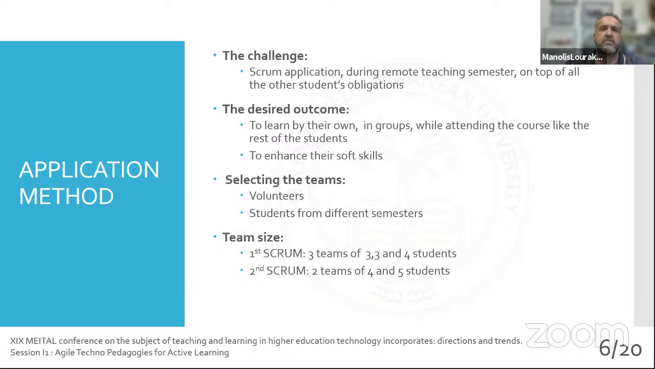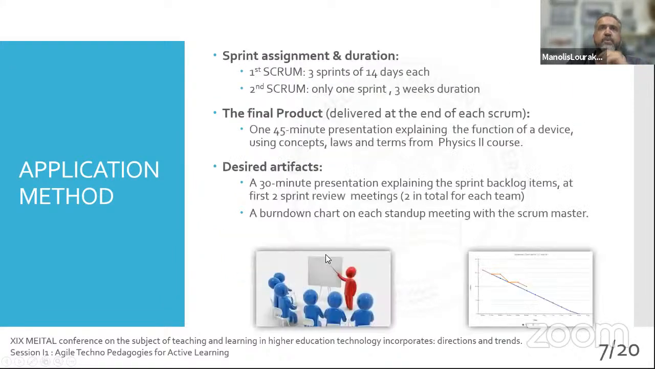We had students from different semesters, and we decided from the beginning of the semester to do 2 Scrum projects. The first Scrum project ran from the beginning of the semester until just before the Orthodox Easter, early May. It was done by 3 teams of 3 and 4 students accordingly. The second Scrum was only by 2 teams, of 4 and 5 students. It was the same students divided differently. The sprint assignment and duration was, for the first Scrum, 3 sprints of 14 days each. For the second Scrum, only 1 sprint, 3 weeks in total.